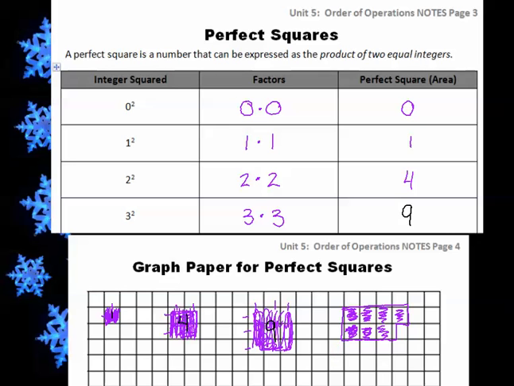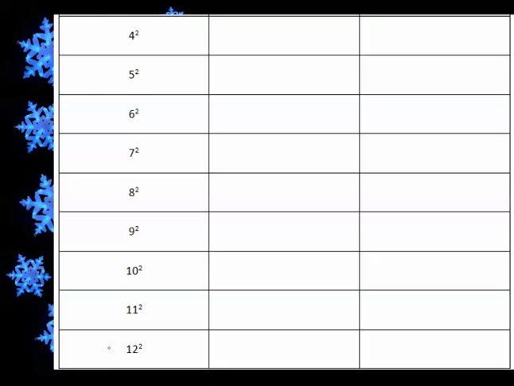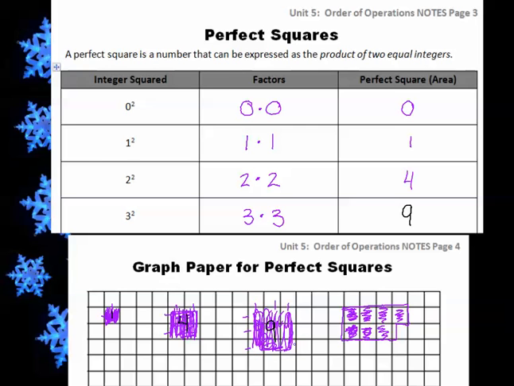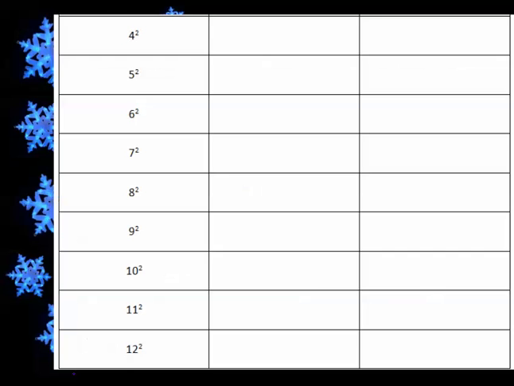Alright, so I want you to try from 4 to the second the whole way down to 12 to the second. If you need to use the graph paper like we did at the bottom of page 4 down here, you can do that. But I want you to try to use your calculator or use your brain. These are basic facts, so you should be able to do it without using your calculator. Whenever you're ready, unpause the video and you can check your work.